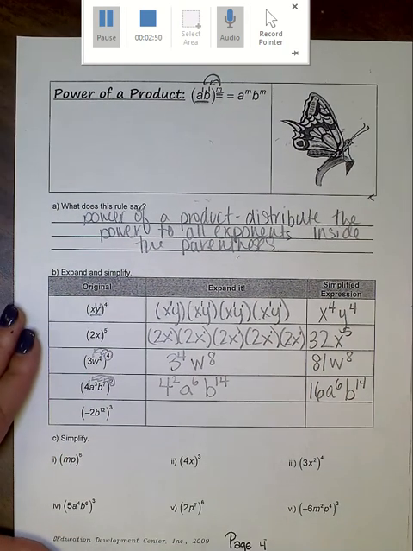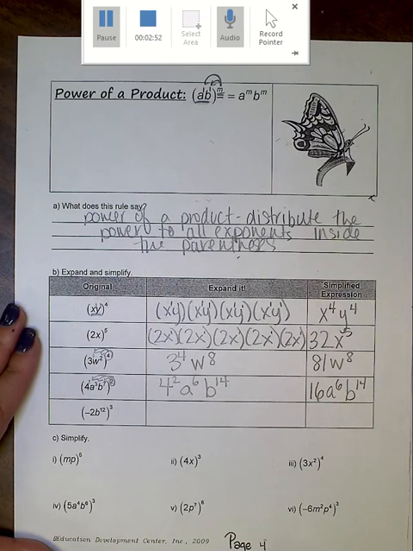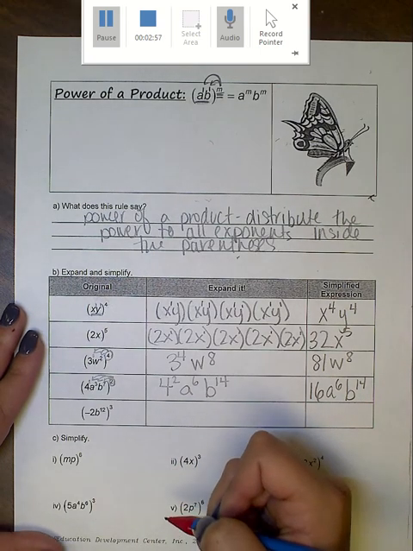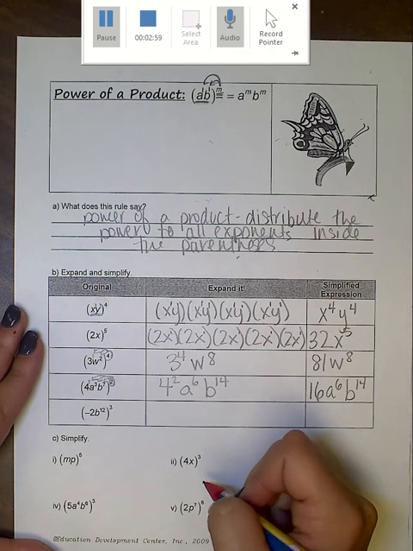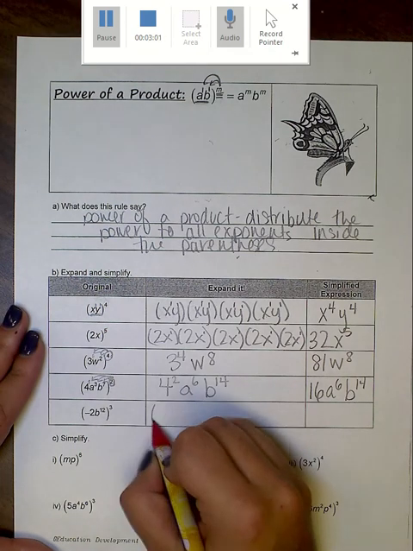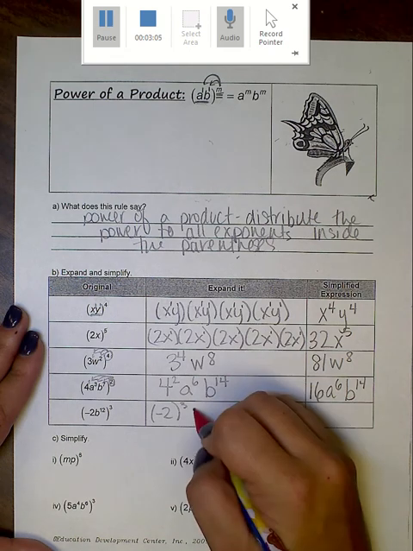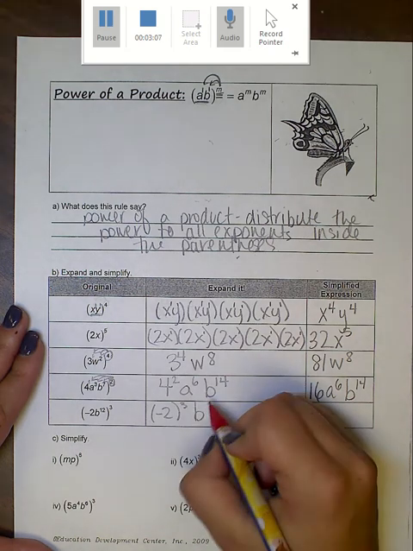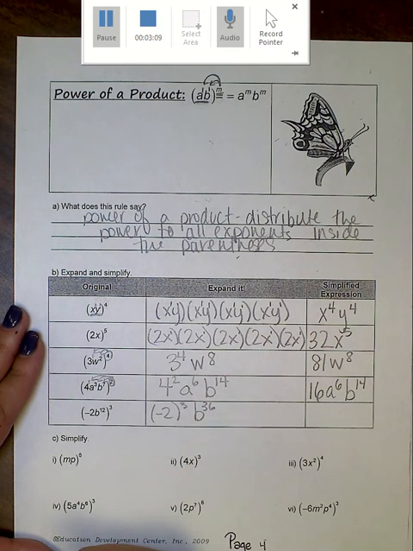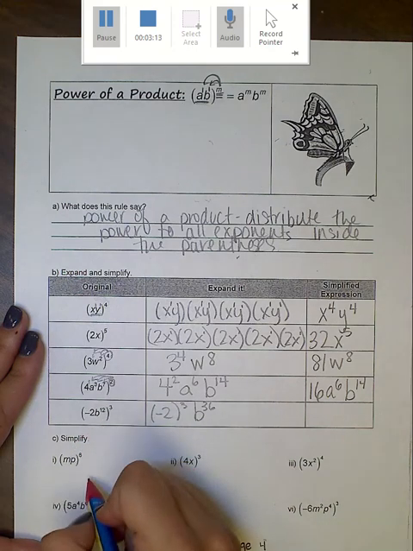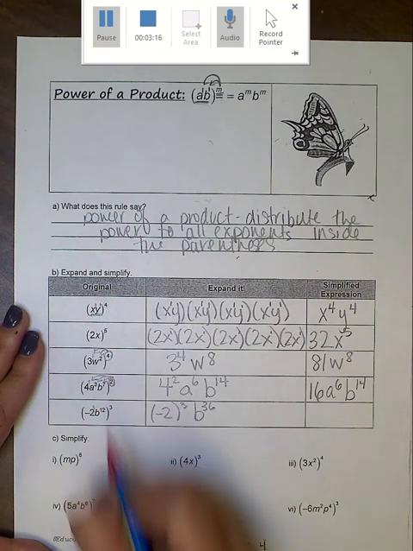The next problem says -2, b to the 12th, all being raised to the power of 3. The first thing we see is that there's a coefficient. So we have -2 to the third power. We have b to the 36th power. Hopefully you remembered from before, because -2 does not have an exponent, there is a power of 1.